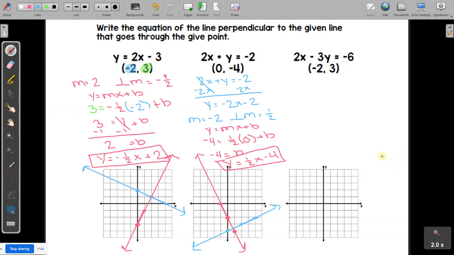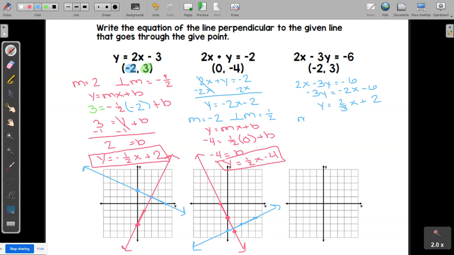Now I want you to do the last one here by yourself, so pause the video, and once you're finished, come back and check your work. Okay, let's check it. Let's change our equation to slope intercept form. So we have 2x minus 3y equals negative 6. So subtract 2x from both sides. We get negative 3y equaling negative 2x minus 6. Divide everything by negative 3. So we get y to equal positive 2/3 x plus 2.